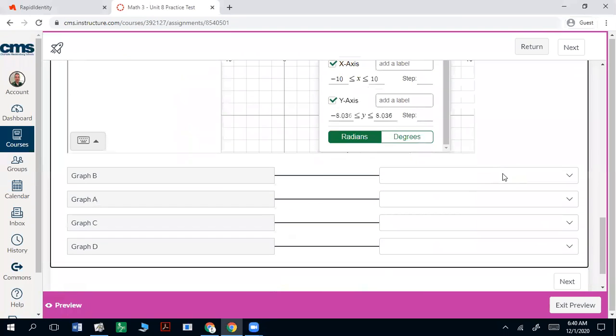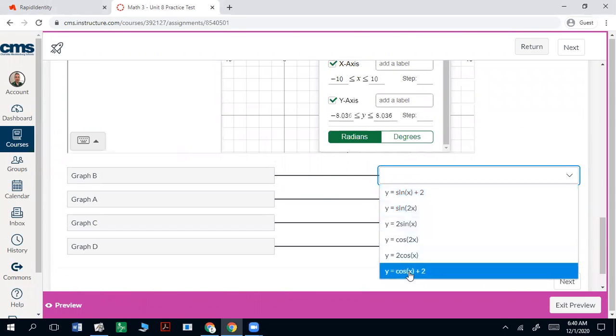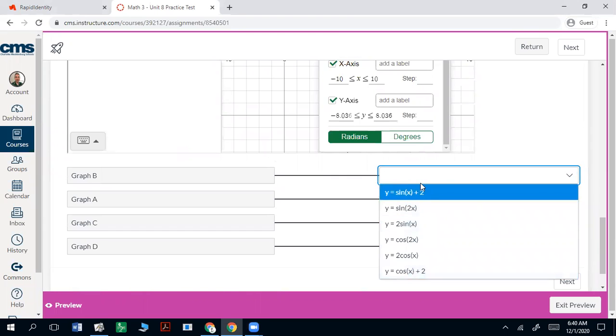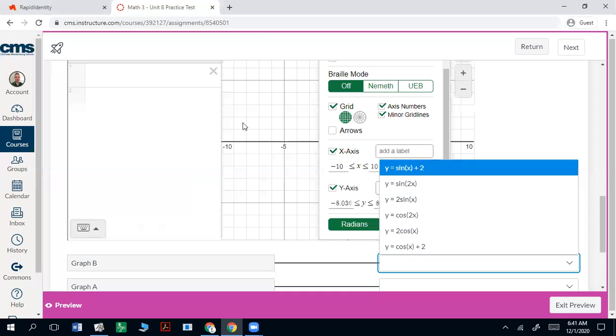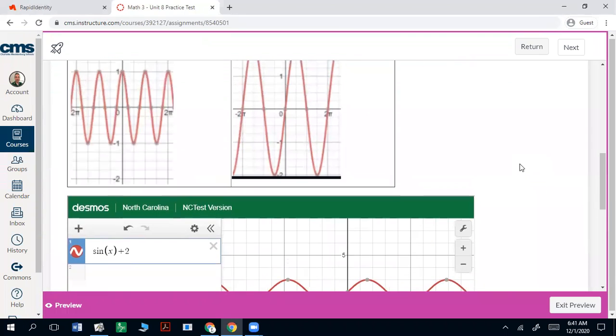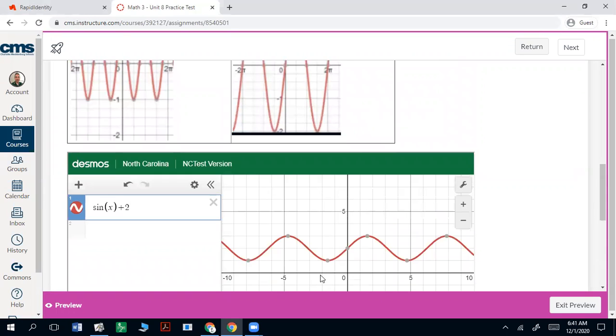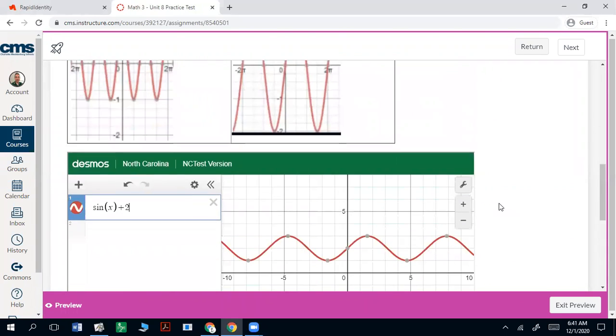Now what we're going to do is go to our different graphs. We have 6 different graphs to choose from. So sine of x plus 2, sine of 2x, 2 sine of x. Let's do sine of x plus 2. And that is shifted up. It does not cross the x-axis. None of these graphs match.